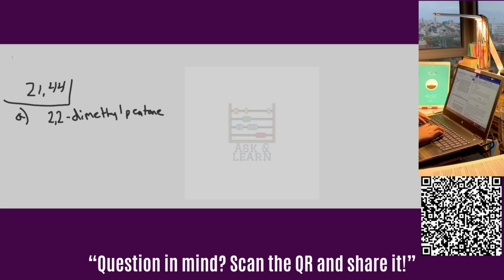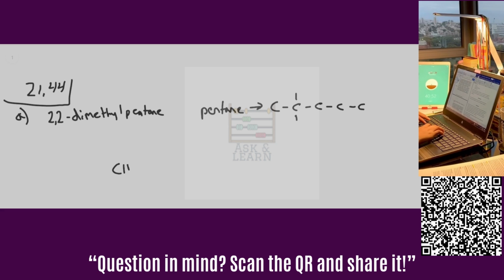The first thing we have to recognize is that our carbon chain is pentane. So this will lead to a carbon chain of 5 carbons. And the second thing is that we have 2 methyl groups at position 2. So we're going to have 2 carbons here. So below we can write the full structure.